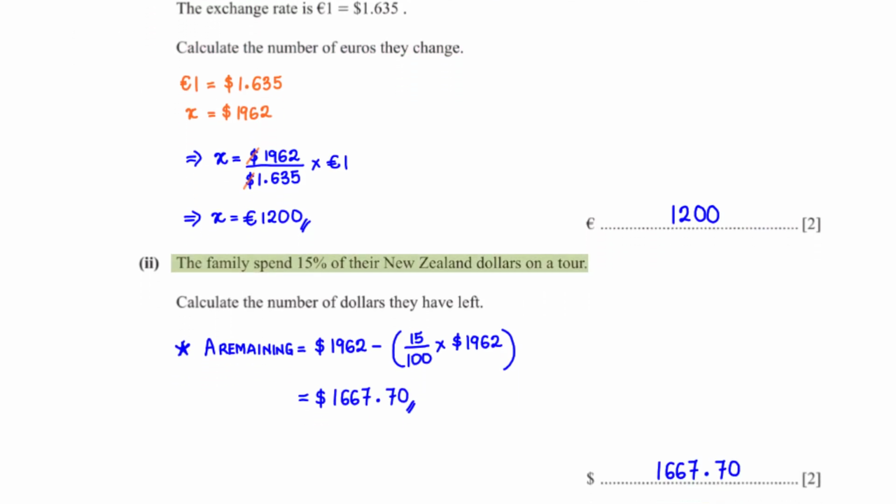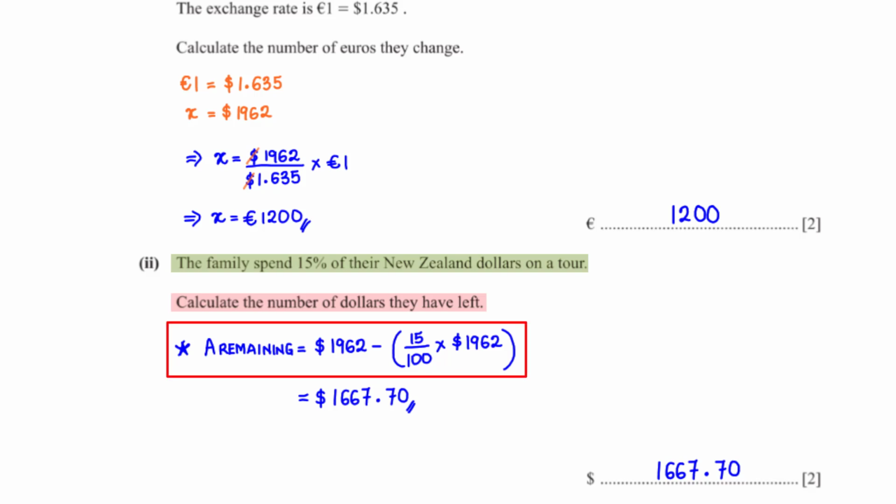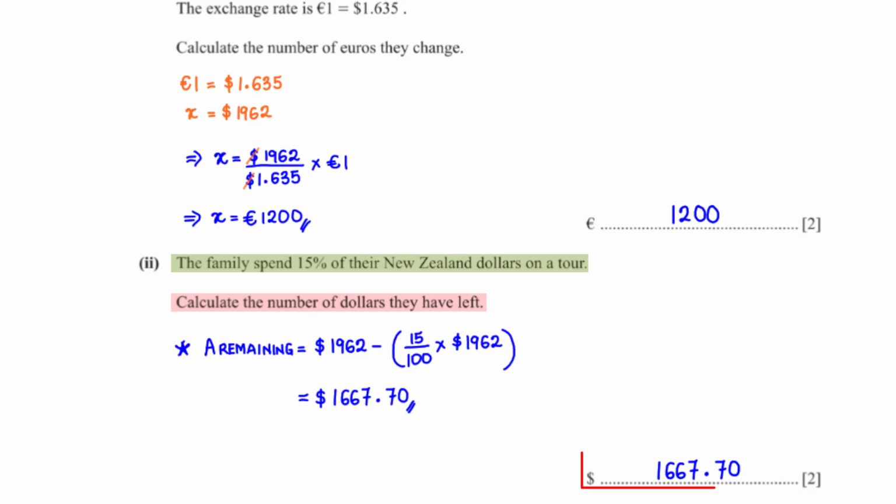The family spent 15% of their New Zealand dollars on a tour. Calculate the number of dollars they have left. The remaining amount would be equal to $1,962 minus the amount they spent on the tour, which is 15% of $1,962. When we type this into the calculator, we get $1,667.70.